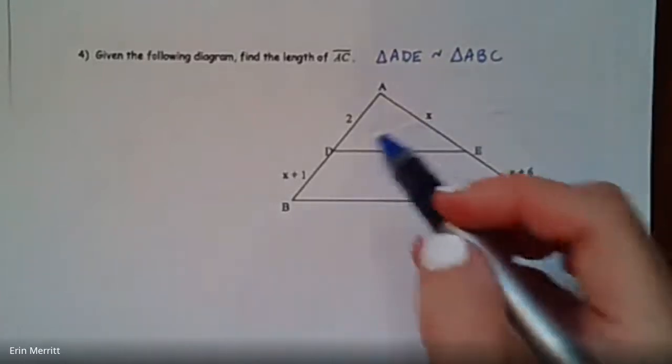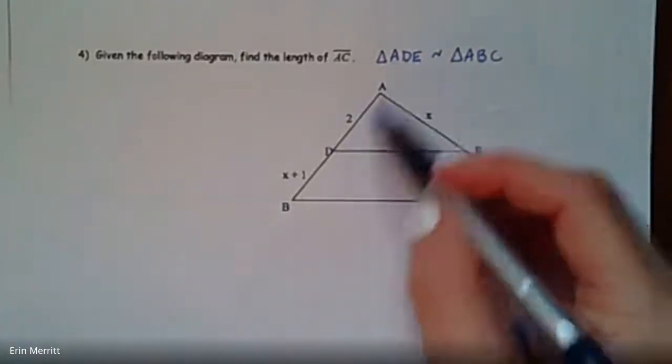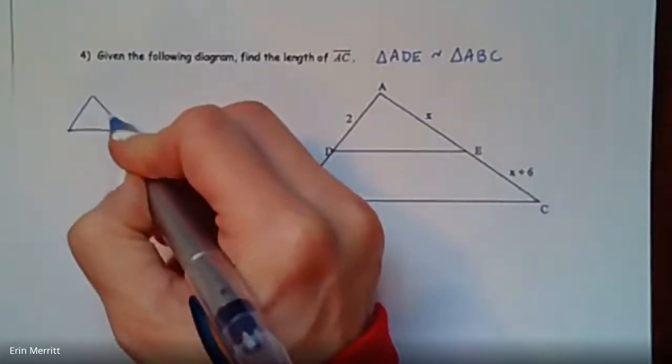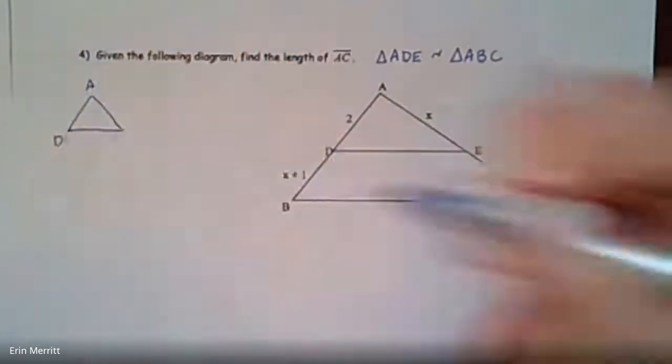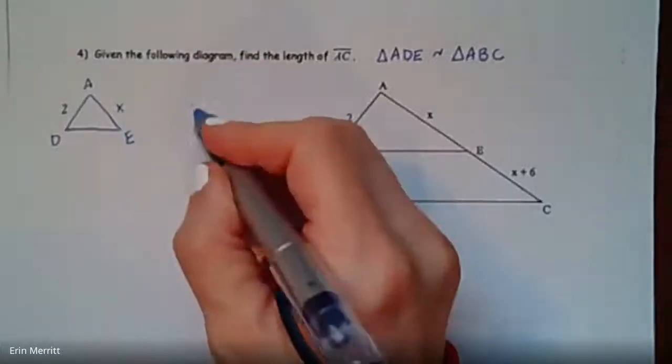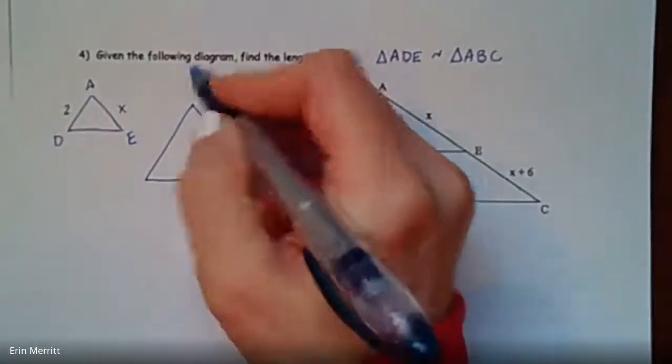All right. Once again, you have one triangle and then a larger triangle. I would strongly suggest sketching off to the side. So here's my ADE, where this is 2, this is X, and then I've got the bigger triangle of ABC.